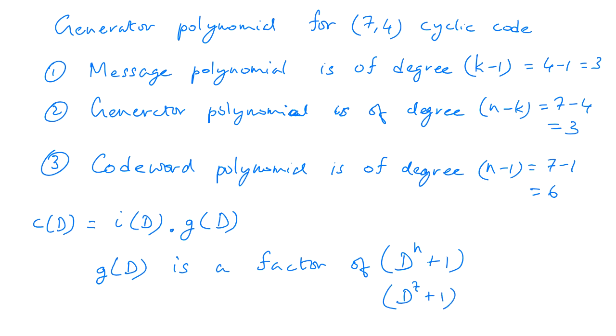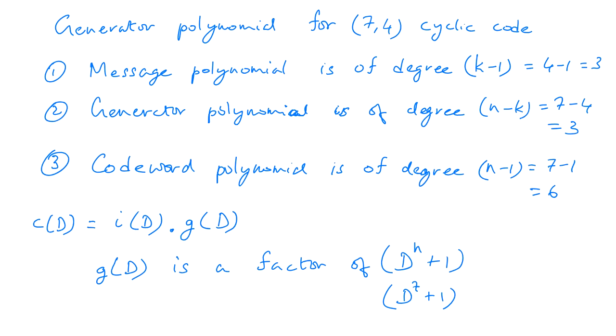For example, if I give you the number 16, 2 is a factor of 16, 4 is a factor of 16, right? 4 into 4 is 16. So we have to find some other polynomial which exactly divides d power 7 plus 1 without any remainder. That will give us the generator polynomial, and it must be a factor of d power n plus 1 with a degree of n minus k. That means in this case it should be a factor of d power 7 plus 1 and have a degree of 3.